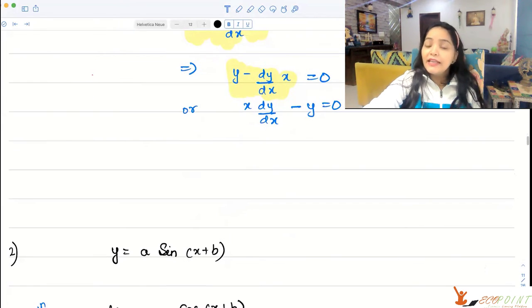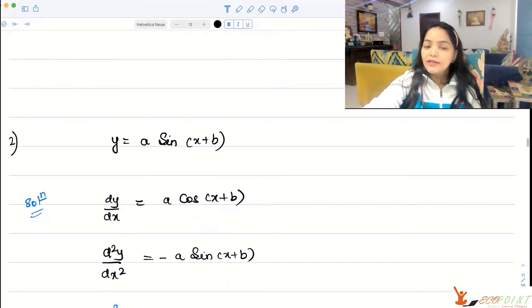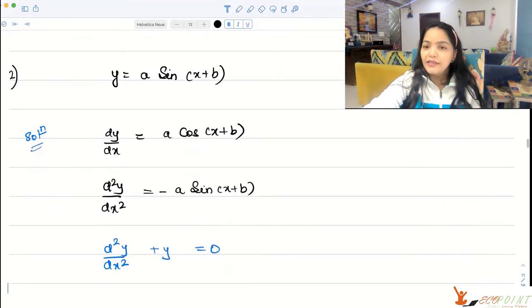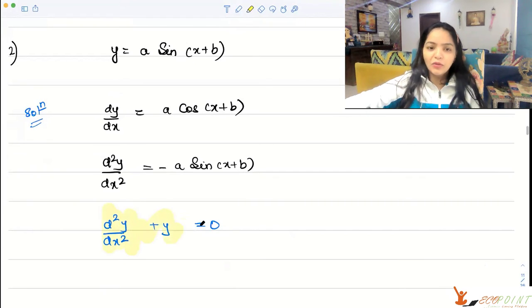Similarly, if you have, say, a sin(x + b), remember, as an example, I had done it. Clearly, when we differentiate it twice, what do we get? We get minus a sin(x + b). Hence, we know that d2y upon dx squared plus y is equal to 0. And this becomes a differential equation. There is no parameter out here. You clearly just have d2y upon dx squared plus y equals 0.